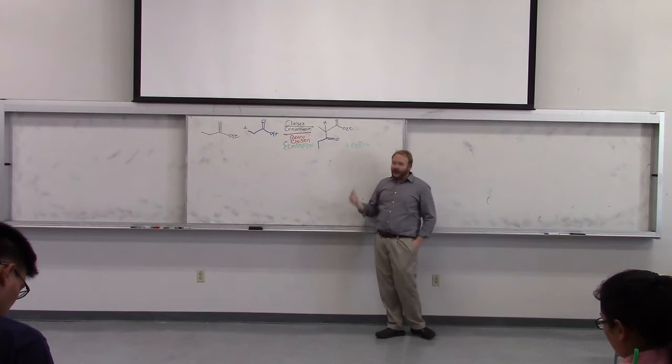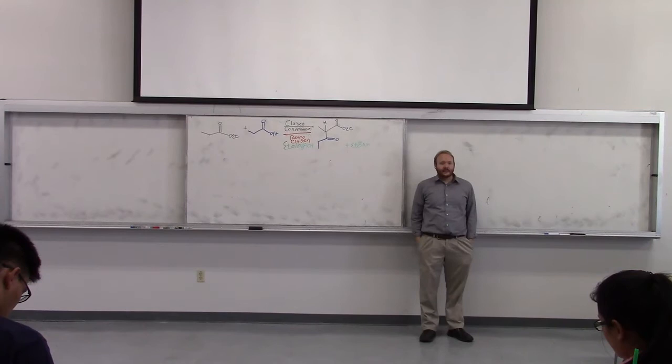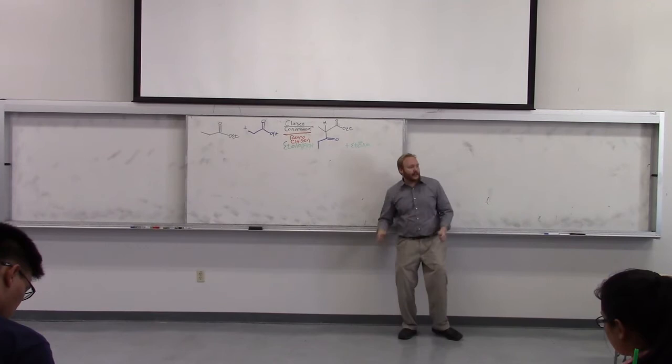The aldol reaction is an enolate attacking a ketone or an aldehyde. And in this case, ketones and aldehydes do not have a good leaving group. So the product you get out will be an alcohol. The electrophilic ketone that's attacked by the nucleophilic enolate will end up being an alcohol. And we'll talk about that more.